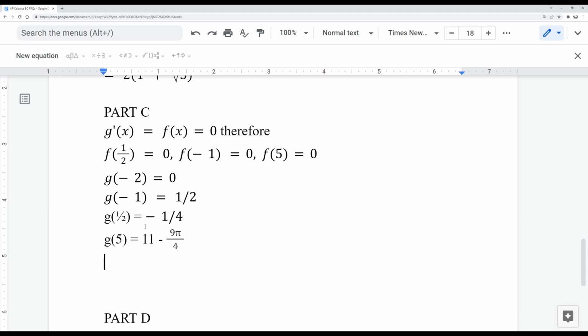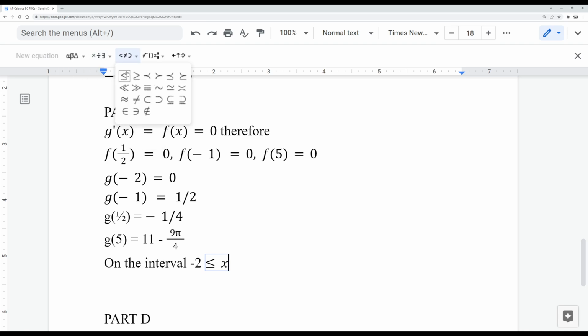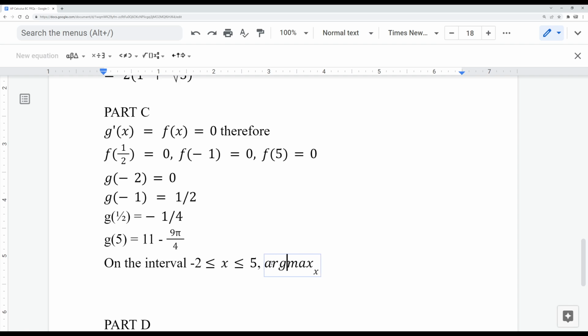So now it's time to write the answer, not a paragraph, just a sentence. On the interval -2 less than or equal to x less than or equal to 5, the maximum value of g of x, again, not the argmax. The argmax would be 5. But we're not trying to find the argmax, we're just trying to find the max.